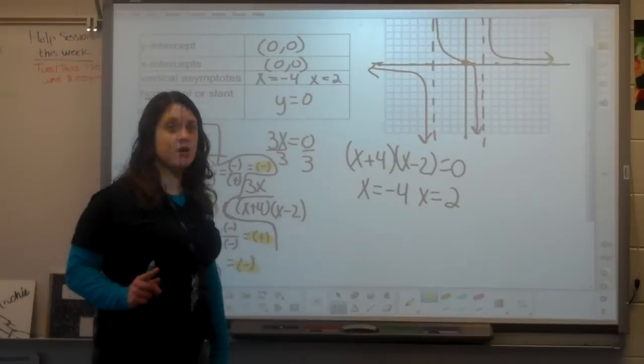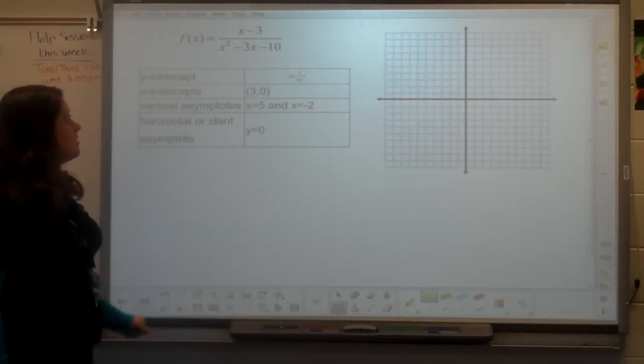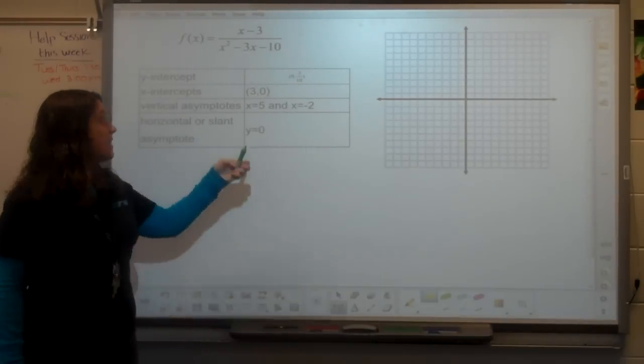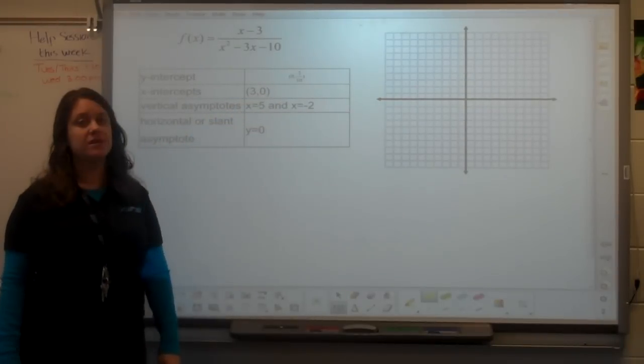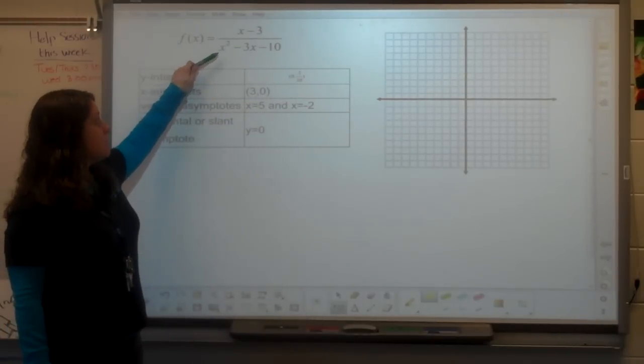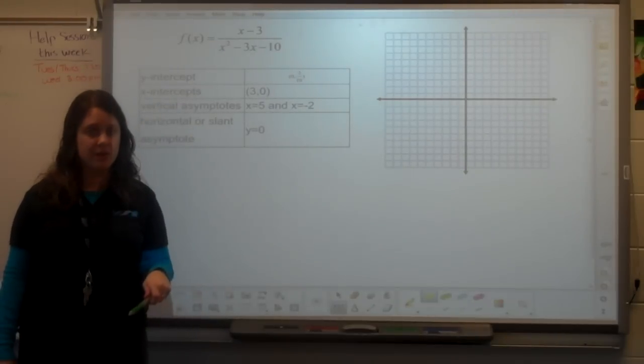Alright, so let's try one more, because I know this can be kind of confusing. This one was in your notes. We had already found the x-intercept, the y-intercept, and the vertical asymptotes. And we know that the bottom cannot divide into the top, so it gets a little complicated.